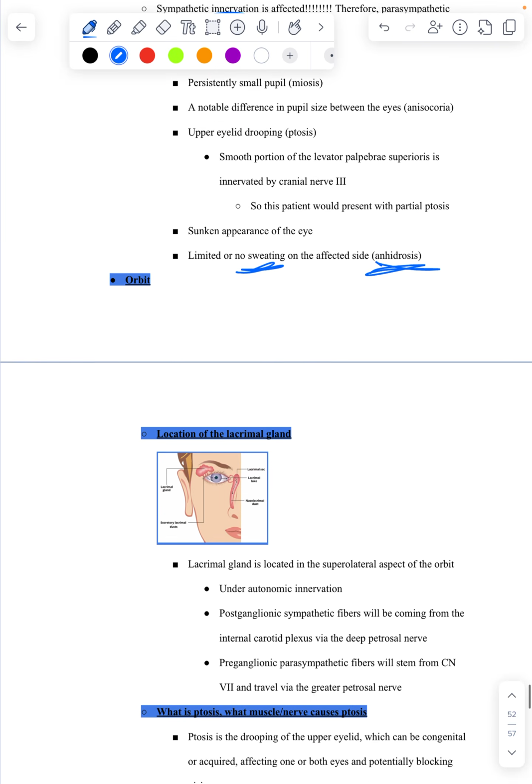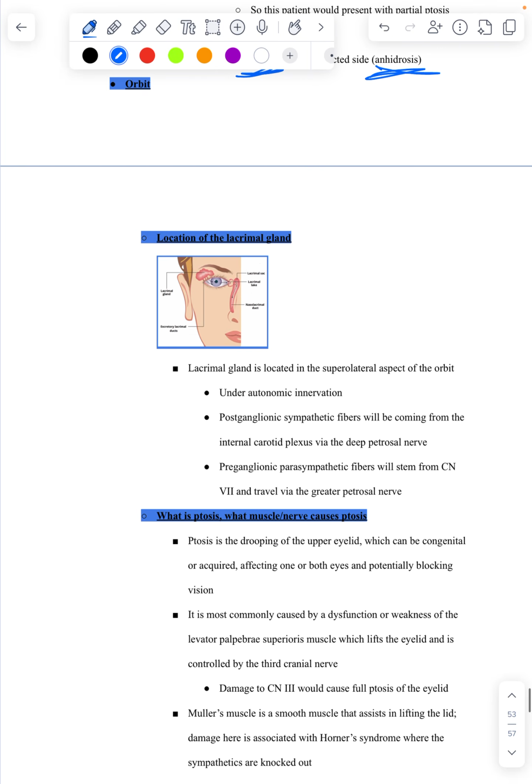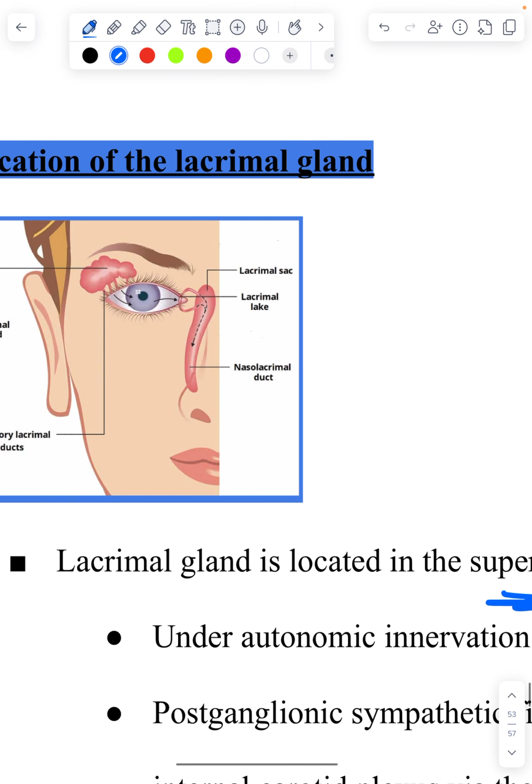If your sympathetics are damaged, we can't get a bigger eye or wider pupil, whatever. So it's constricted. Orbit, lacrimal gland is at the top, outside. So supralateral aspect. So tears start here, they go around like this, and what brings them this way is blinking. Then they go into here.